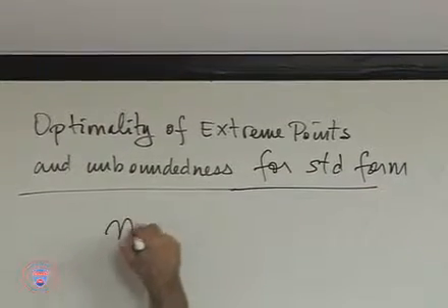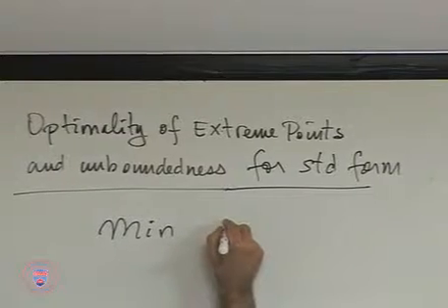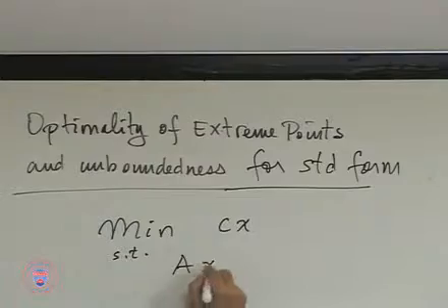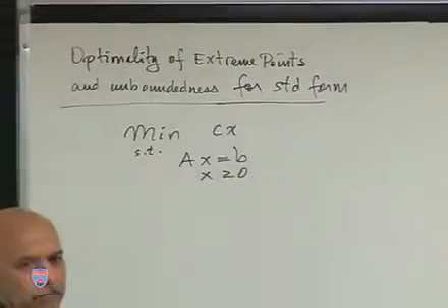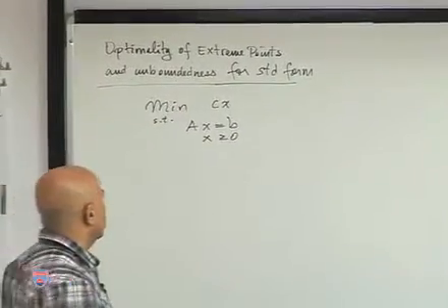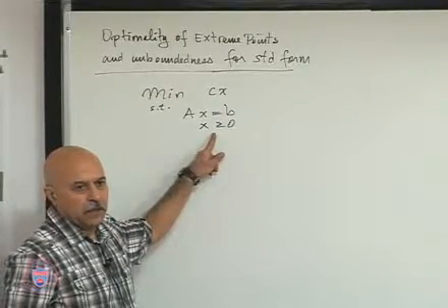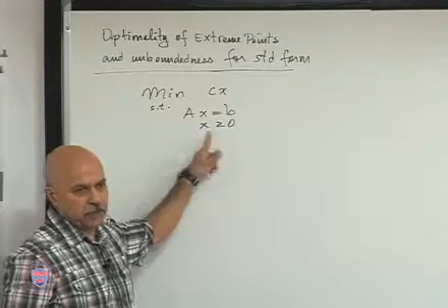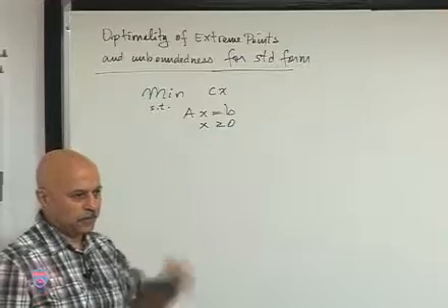So we consider the standard form linear program: minimize Cx subject to Ax equals b, x greater than or equal to 0. Now, in the standard form, because of the non-negativity constraints, the feasible set does not contain a line, which means that there's at least one extreme point. For standard form, we always have at least one extreme point, okay?